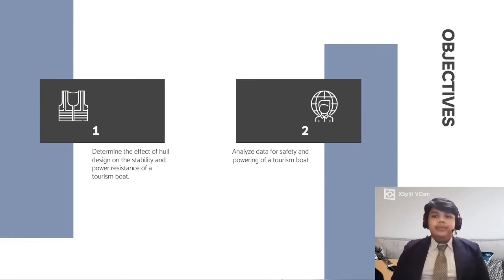Okay, we'll continue to the objectives of this project. The objectives that will be achieved by the end of this project are as follows. First is to determine the effect of the hull design on the stability and power resistance of a tourism boat. Next is to analyze the data for safety and powering of the tourism boat.